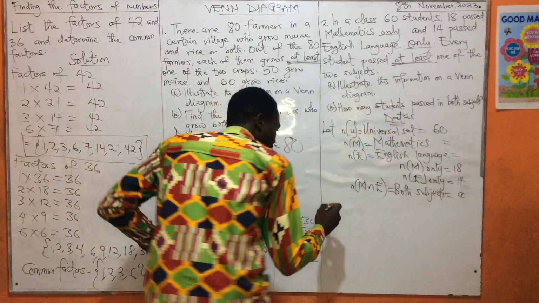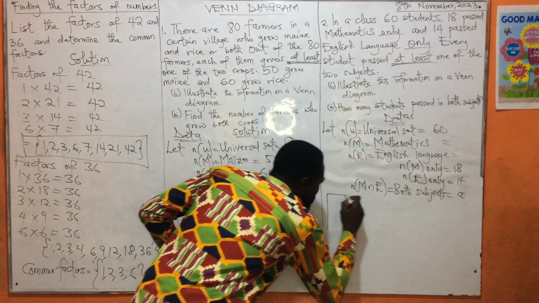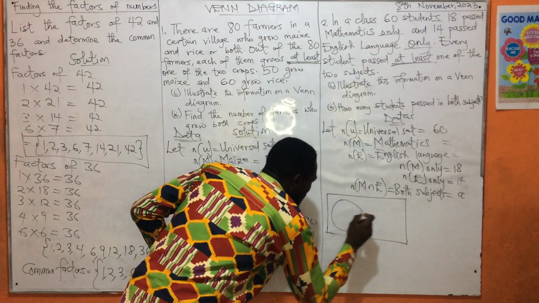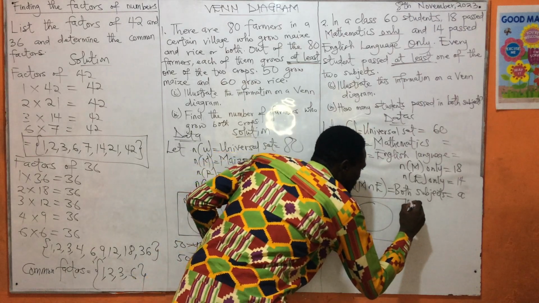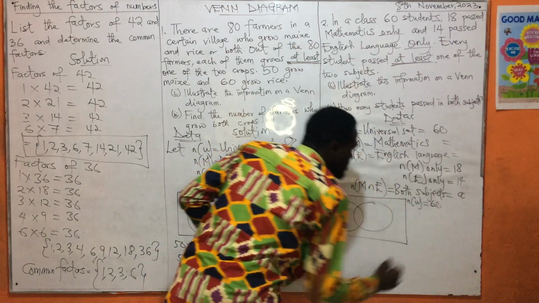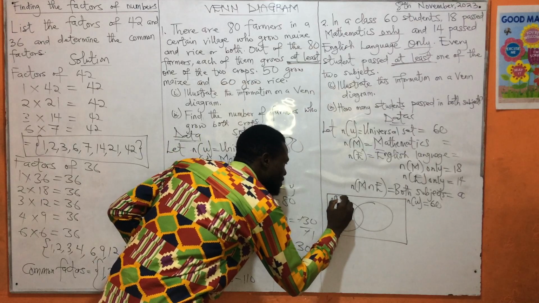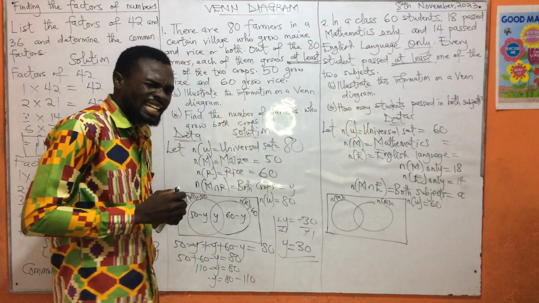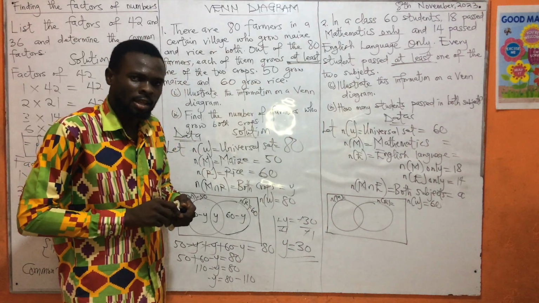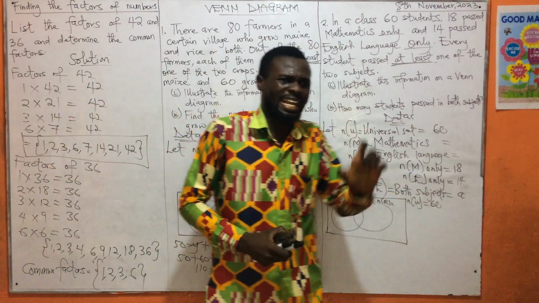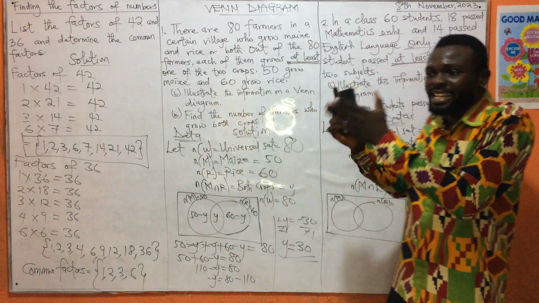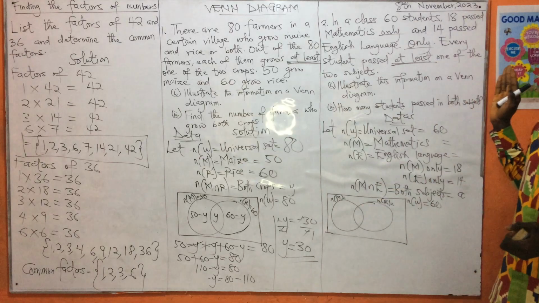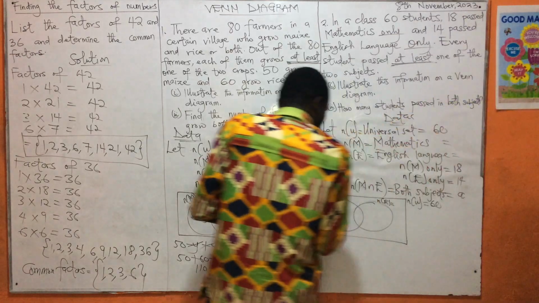So let's draw our Venn diagram. We have two circles, one overlapping the other. Here becomes my universal set. From the question it is 60. The subjects I have are mathematics and English. Now let's take a very good note of something here. When the question gives you and it's stated clearly that this is only, just put it in the region. So here, this is mathematics.